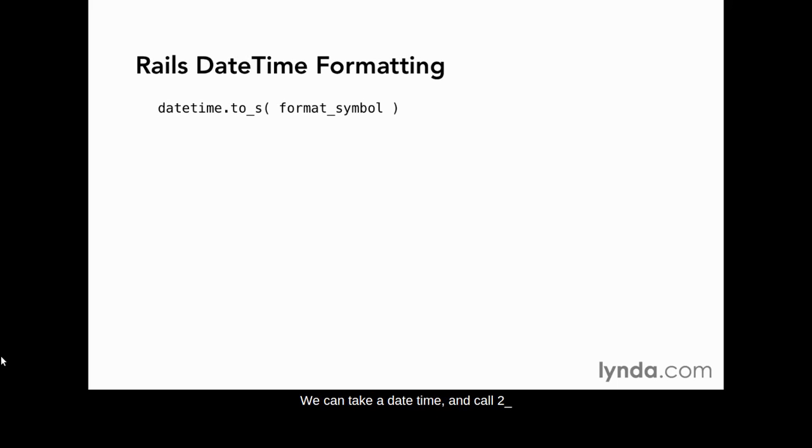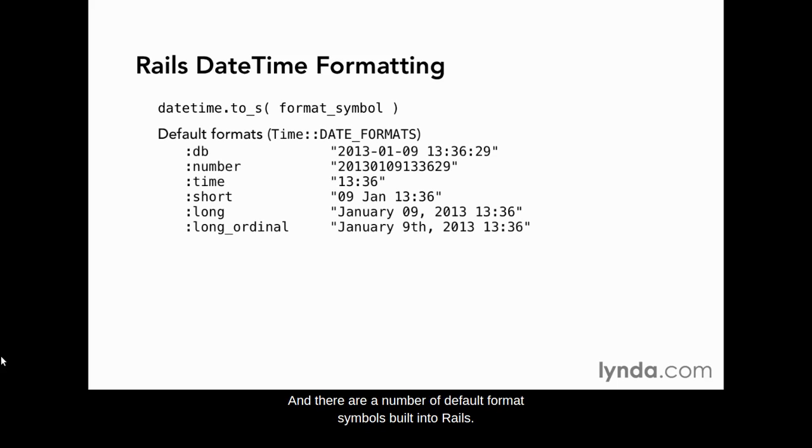We can take a date time and call to_s on it. That'll convert it to a string. And then we pass in as an argument the format symbol that we want. Not a format string like we had with strftime, but a format symbol. And there are a number of default format symbols built into Rails. So for example, if for the format symbol we passed in :db, then it would return a string formatted like you see there on the right. 2013-01-09, and then space, and then the time, including the seconds after it. The 6 formats that you see listed are all built into Rails by default.